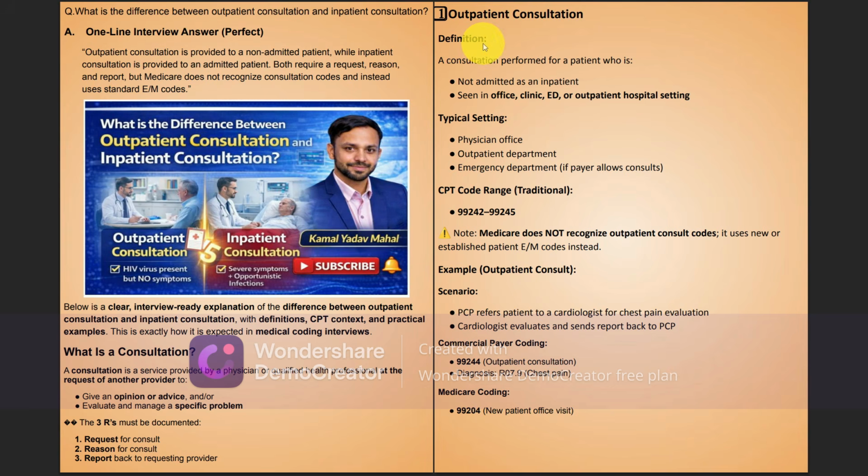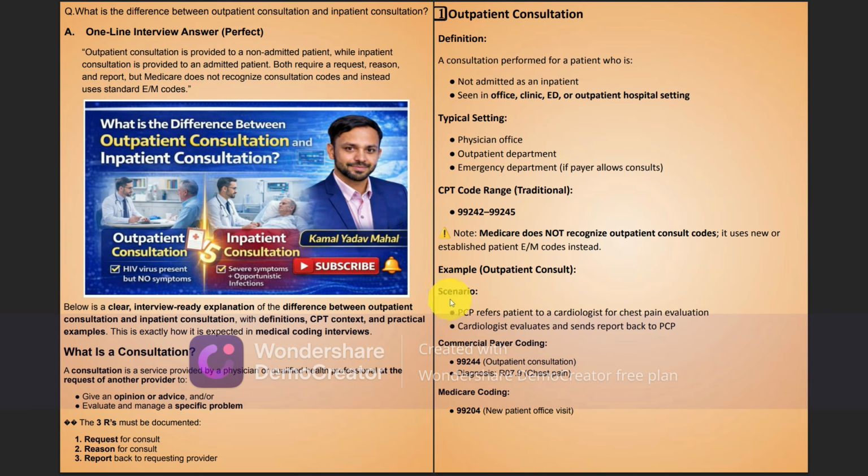Outpatient consultation definition: a consultation performed for a patient who is not admitted as an inpatient, seen in the office, clinic, ED, or outpatient hospital setting. Typical settings are physician office, outpatient department, emergency department. If the payer allows consults, the CPT code range is the traditional 99242 to 99245 for outpatient. Note: Medicare does not recognize outpatient consult codes. Instead use new or established patient E/M codes as per location.